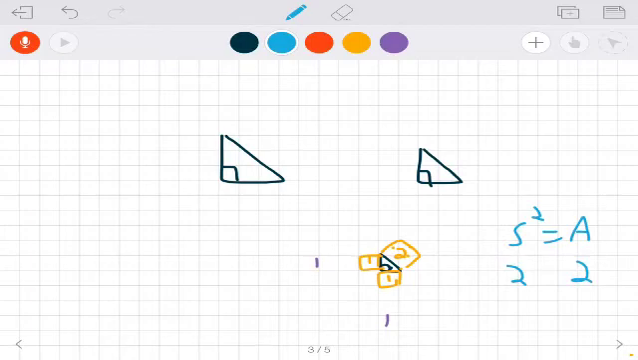So our side length squared equals 2. Now, how do we figure out what squared equals 2? Well, that's really simple. We get the square root of 2. So, in this case, what we're going to see is that side length right there is the square root of 2. And that is how big that side is going to be.